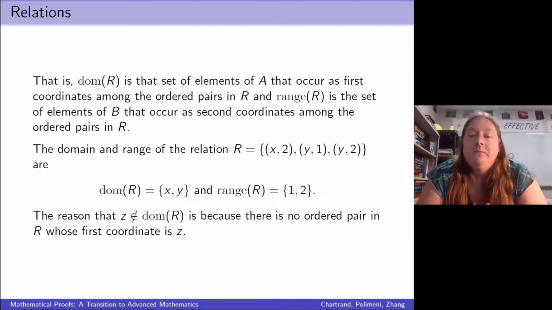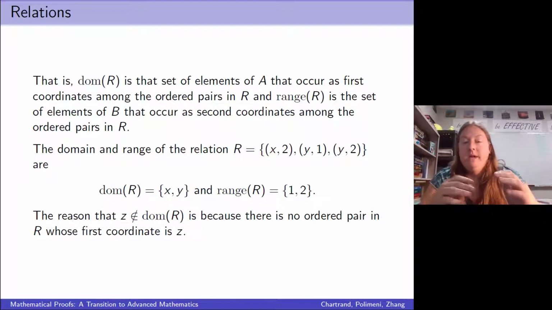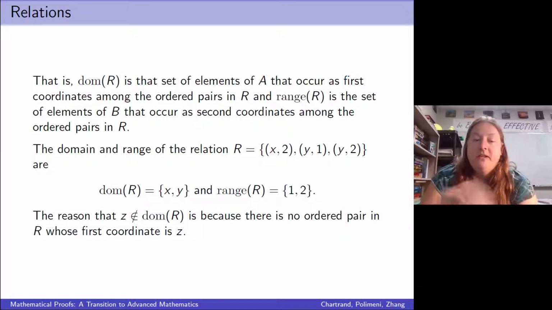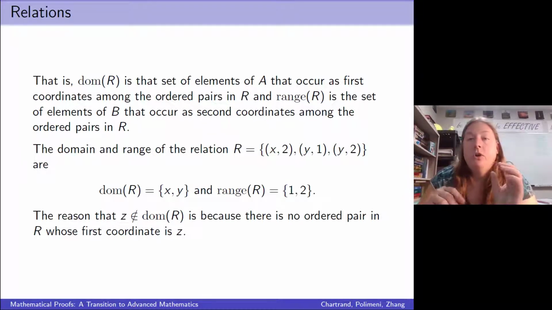All right, let's take an example of this. So we have the relation {(x,2), (y,1), (y,2)}. To find the domain, what we're doing is we're looking for all of the first elements that show up that are distinct. So I have an x and I have a y, and that's it. So the domain of R is the set {x, y}.